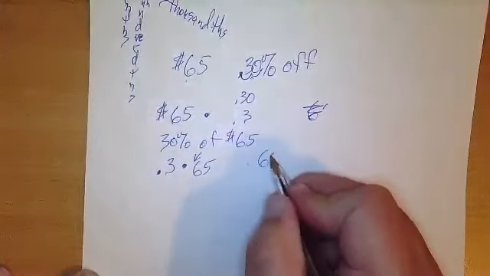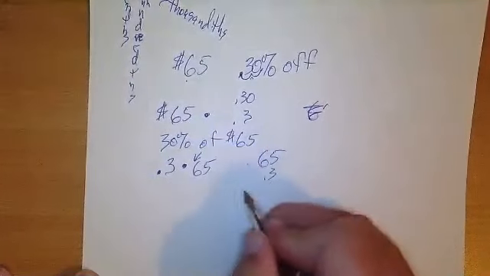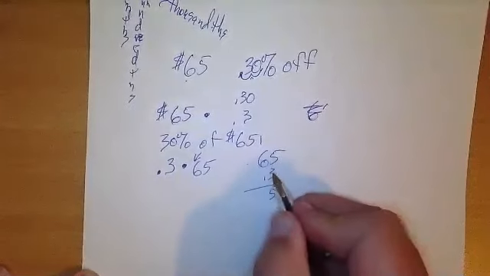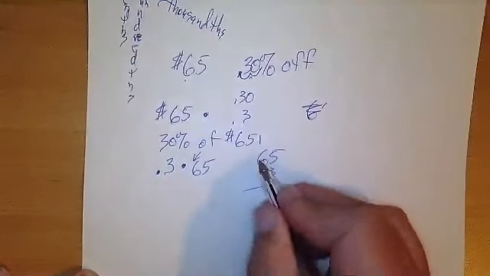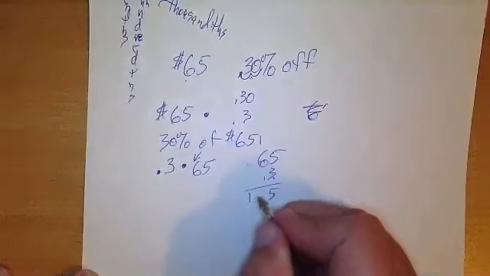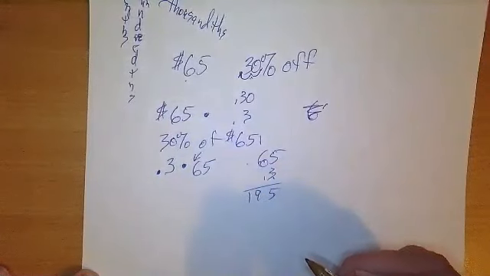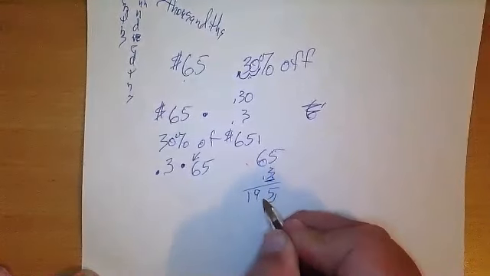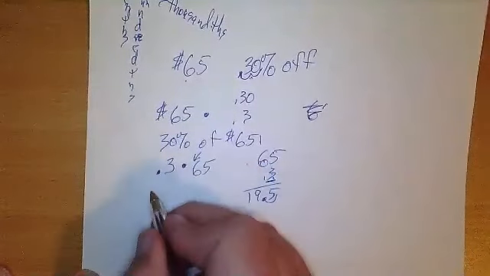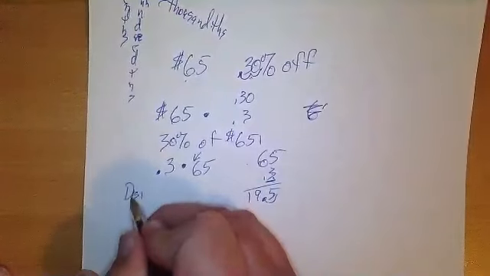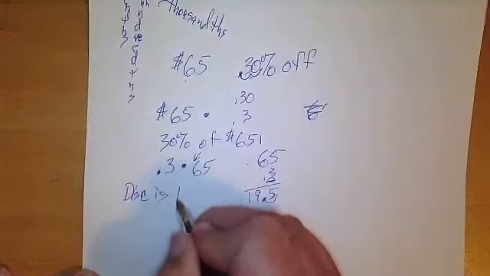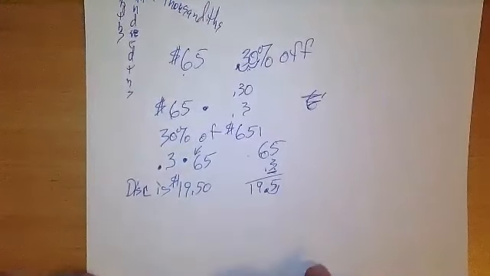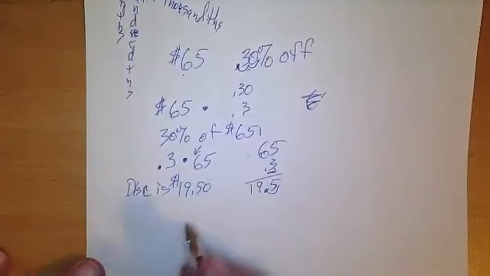So here we're going to do our work over here because we don't do work in our head, because when we do it in our head, we make mistakes. And so 3 times 5, 15. 3 times 6 is 18, plus 1 is 19. And there's 1 decimal space here, so I'm going to pull this decimal point in 1 spot. So the discount is $19.50.